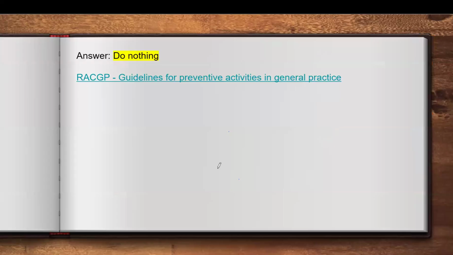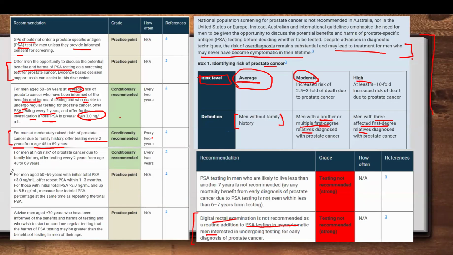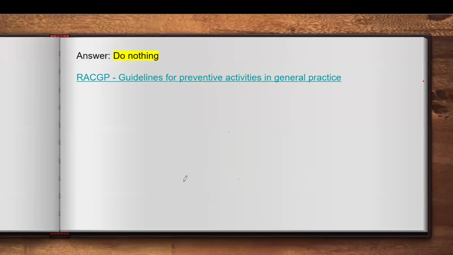If it is high risk, the duration is not 2 years, as it's written over here. We will be testing the PSA, and if it is more than 3, then we will be doing a repeat PSA within 1 to 3 months. So for high risk, it is different because they have not written every 2 years here. I've attached the link for this here.